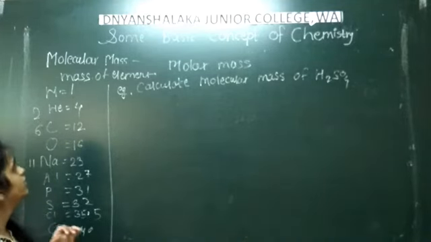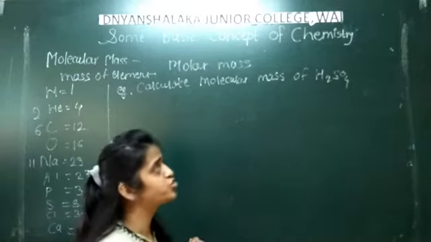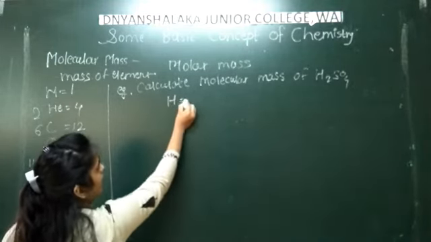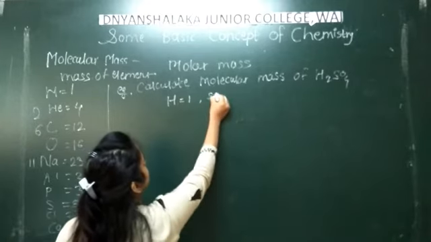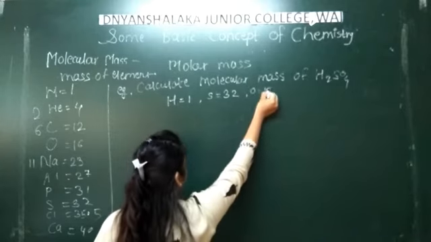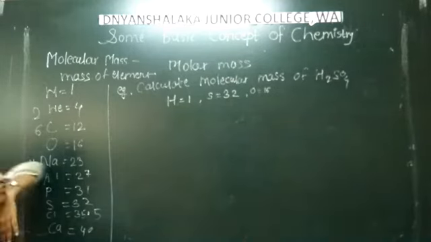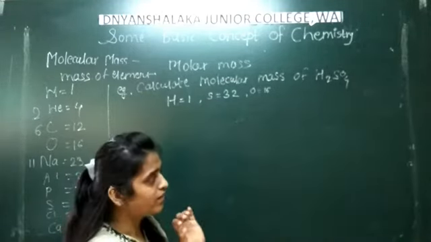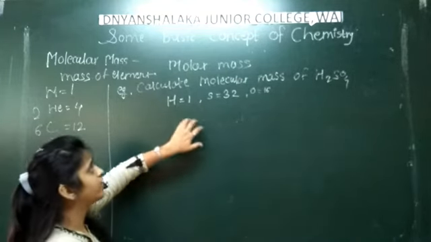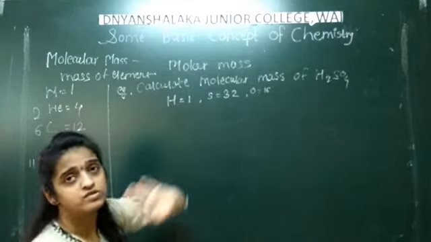First example: calculate the molecular mass of H2SO4. Using the atomic masses of the elements: hydrogen 1, sulfur 32 and oxygen 16. You must memorize these atomic masses because they are generally used to calculate the molecular mass and molar mass of any compound. So given data: hydrogen 1, sulfur 32, oxygen 16.